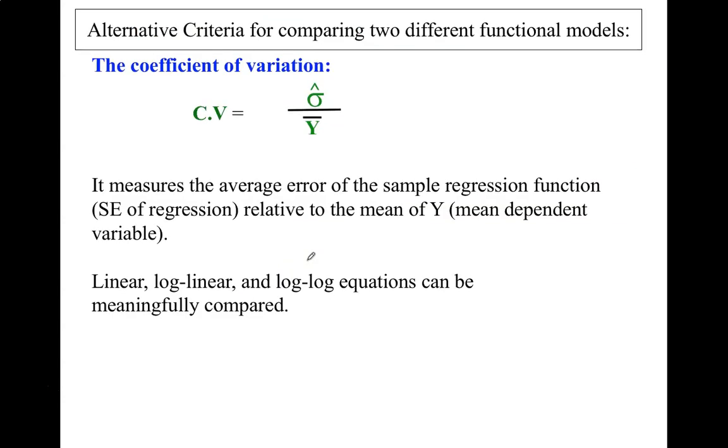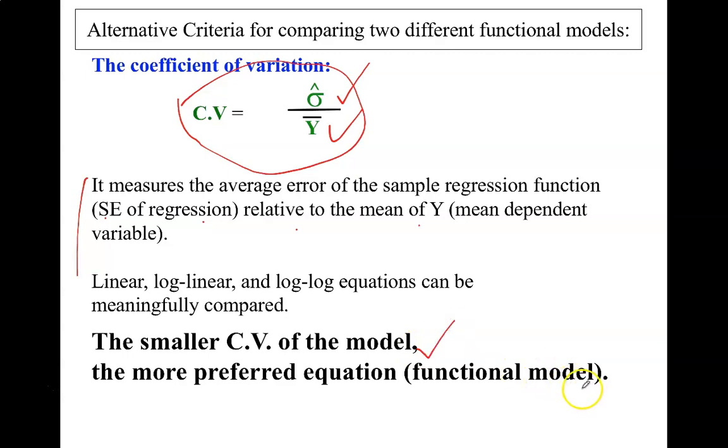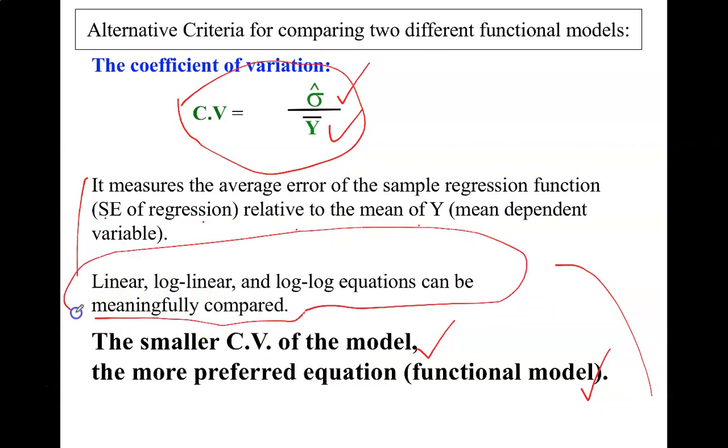So, how to choose the best model of all the 5? This is the formula. It measures the average error of the sample regression function, the standard error of the regression, relative to the mean of the dependent variable. Very straightforward. This is the standard error of regression. This is the mean of the dependent variable. You divide that. The smaller the value of CV of the model, the more preferred the functional form. You can meaningfully compare between all the 5 models just now.